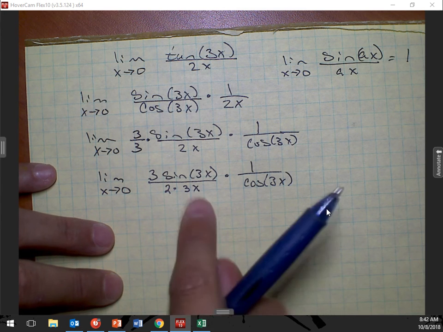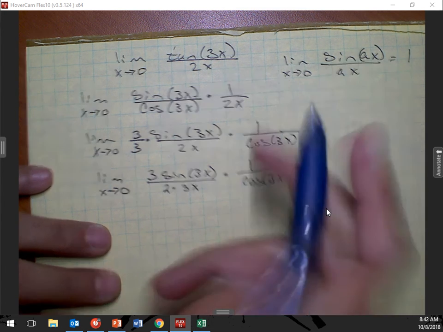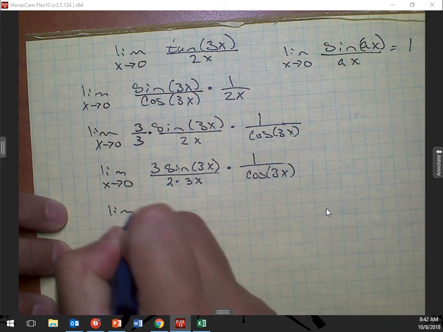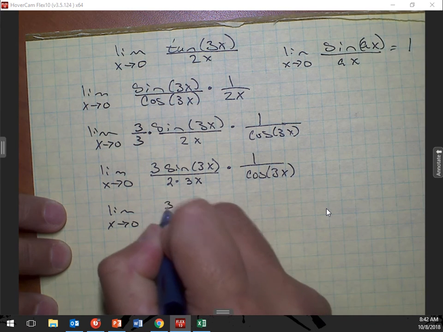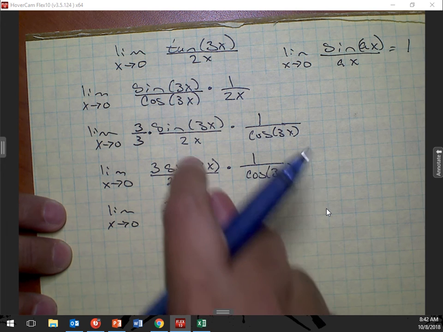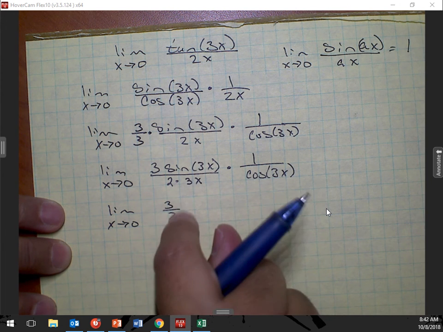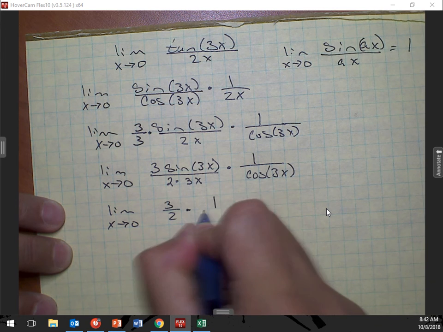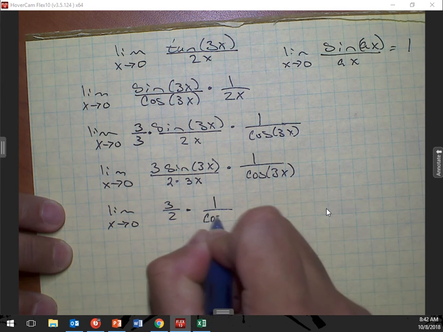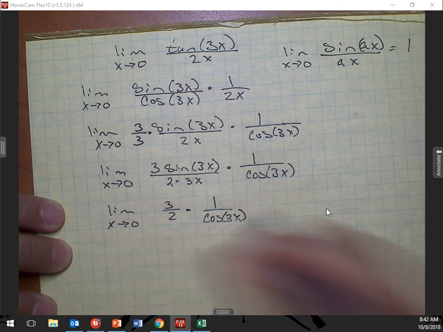Okay, good. Since I'm going to replace that, it now says the limit as x approaches 0. I have 3 over 2 because I replaced that, so this times this just gives me that. I have my 3 over 2 times my 1 over cosine of 3x.